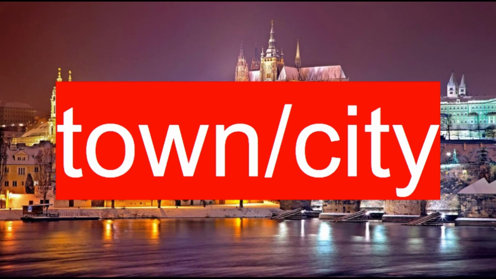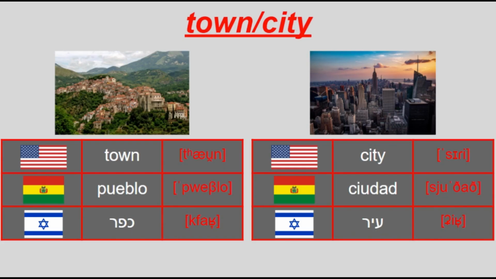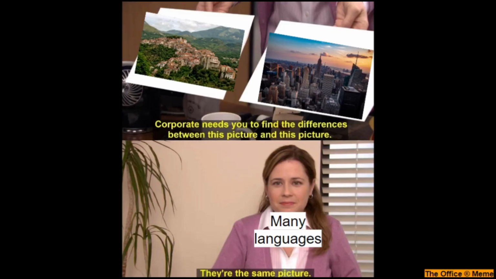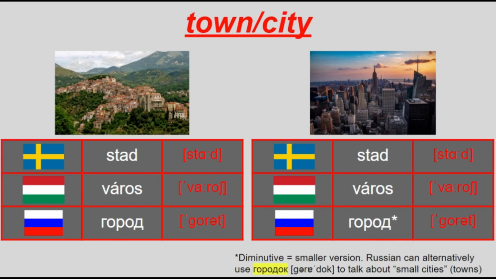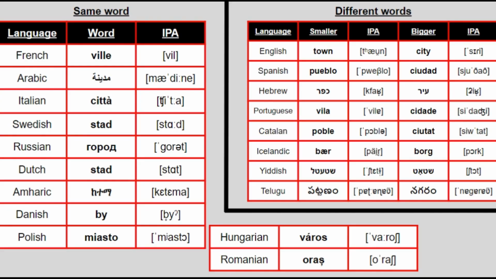I'm of course talking about the difference between town or village and city, which in Spanish are pueblo and ciudad, and in Hebrew are kfar and ir. But a lot of other languages don't particularly care about the size of a settlement. For example, they're both stad in Swedish, város in Hungarian, and gorod in Russian, although they may use its diminutive gorodok to refer to a town. Here are the other examples.